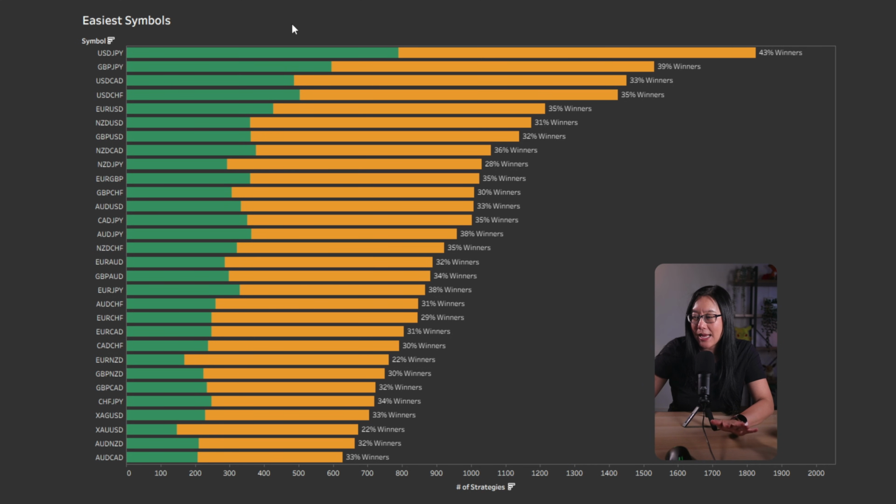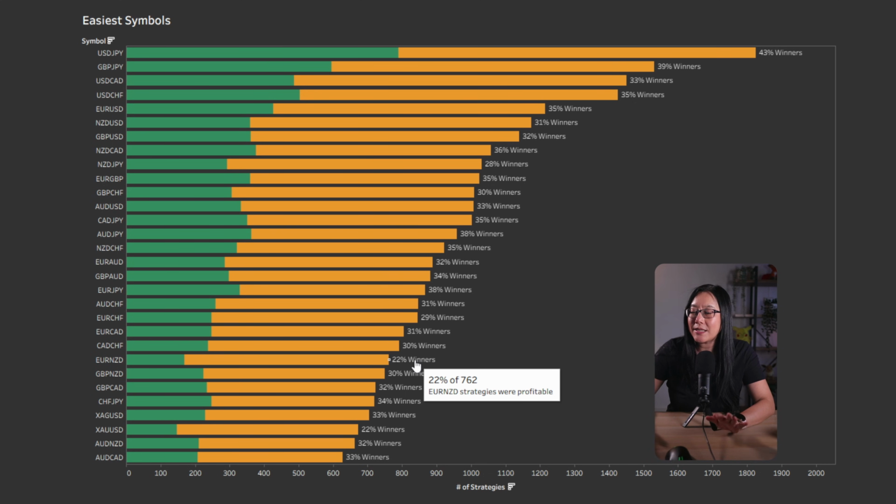We've got the chart again. Now I've added a little green and orange bar, and the green represents how many strategies per currency were profitable. So I mentioned before 43% in USD Japanese yen. Let's go all the way to the bottom of the list. And I can see one of the worst performers is the Euro New Zealand. So only 22% of all new Euro New Zealand strategies were profitable.